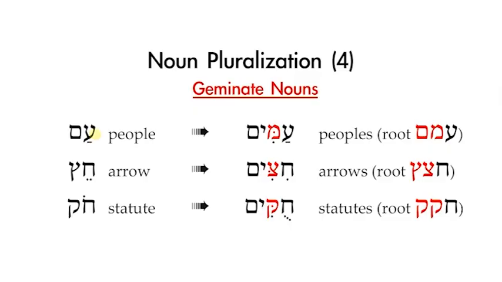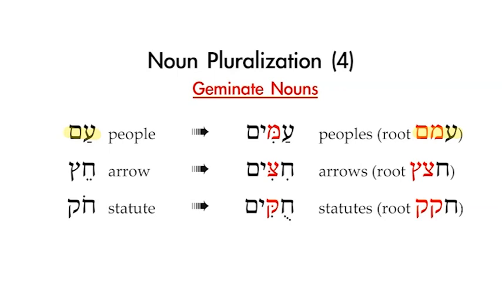The Hebrew noun am, which means people. You'll see that it's spelled as ayin mem, 2 root letters. However, its original root was ayin mem mem, which we've identified on the right side of the page for you.